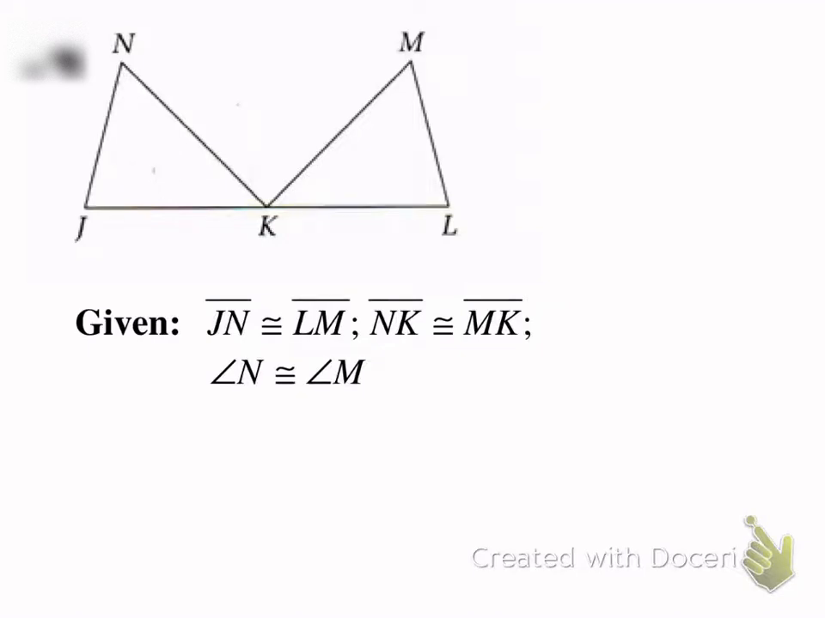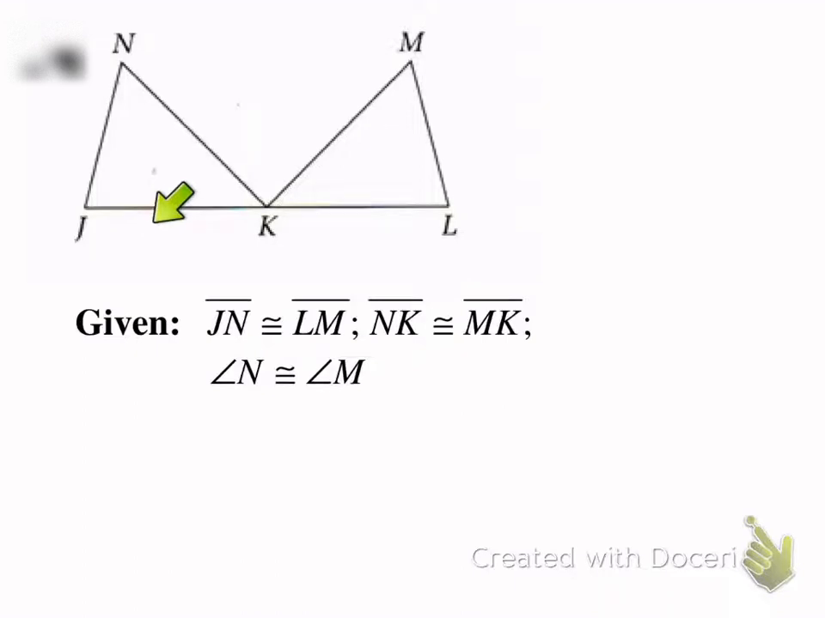And again, let's just start with our given information. We're trying to prove these two triangles here are congruent. So triangle JNK and triangle LMK. We want to prove these two triangles congruent, and so we'll start with the given information.